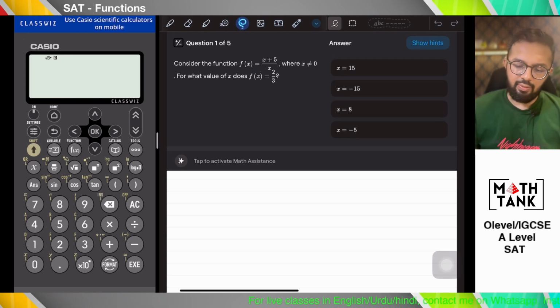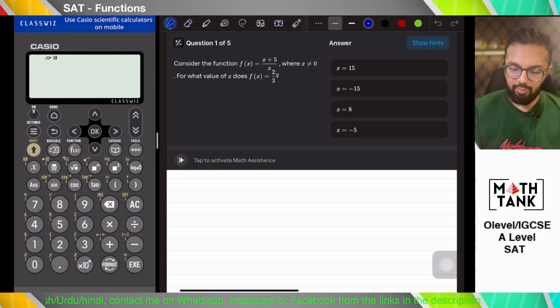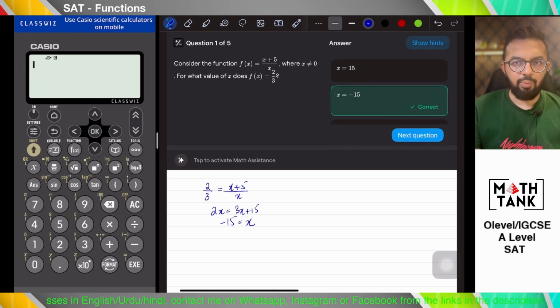The first question says, consider the function f of x equals this, where x is not equal to 0. For what value of x does f of x equal 2 over 3? So I'm going to write 2 over 3 equals x plus 5 over x. That becomes 2x equals 3x plus 15, and I get minus 15 equals x. That was an easy question.